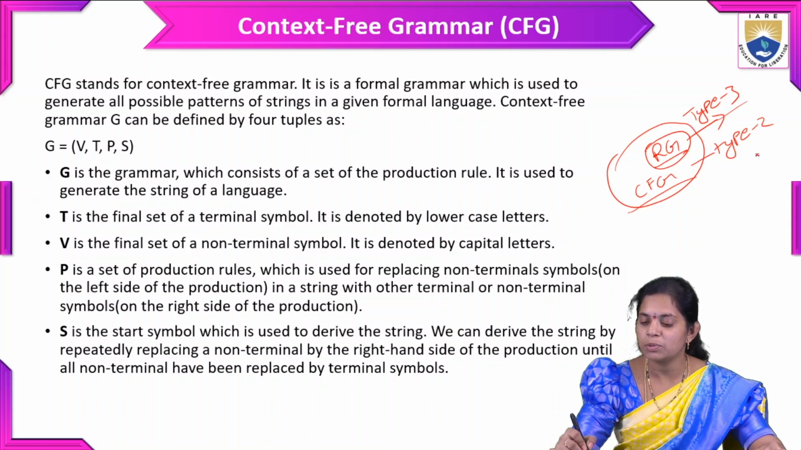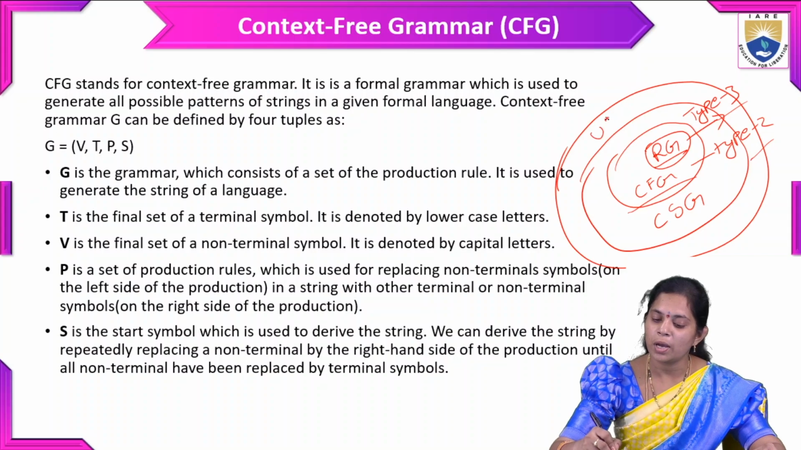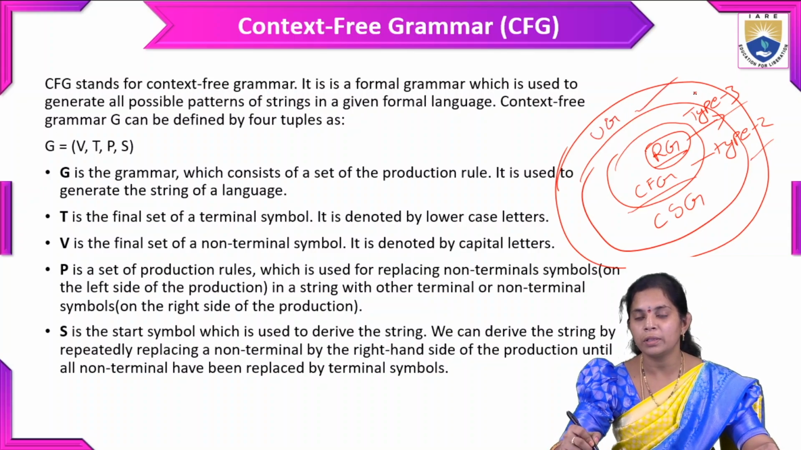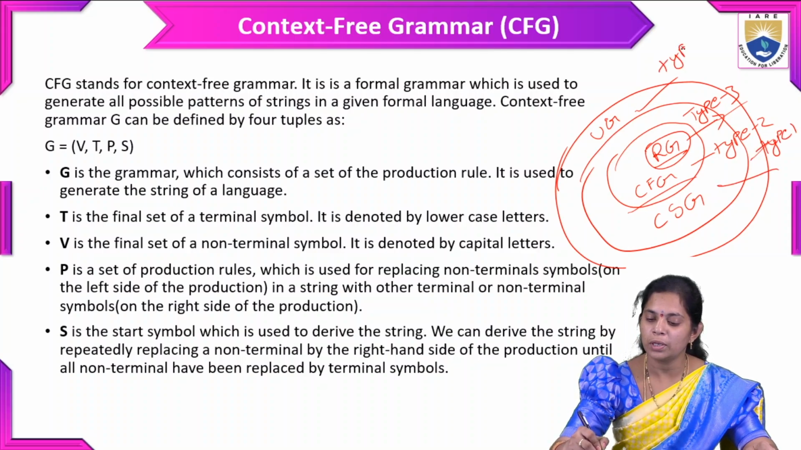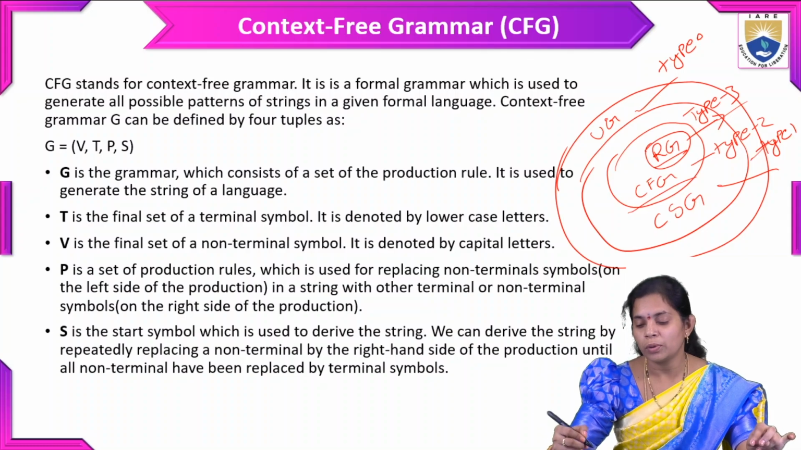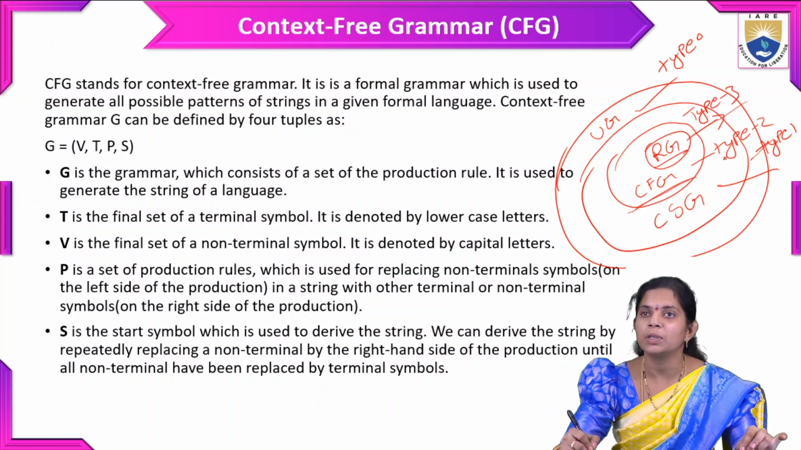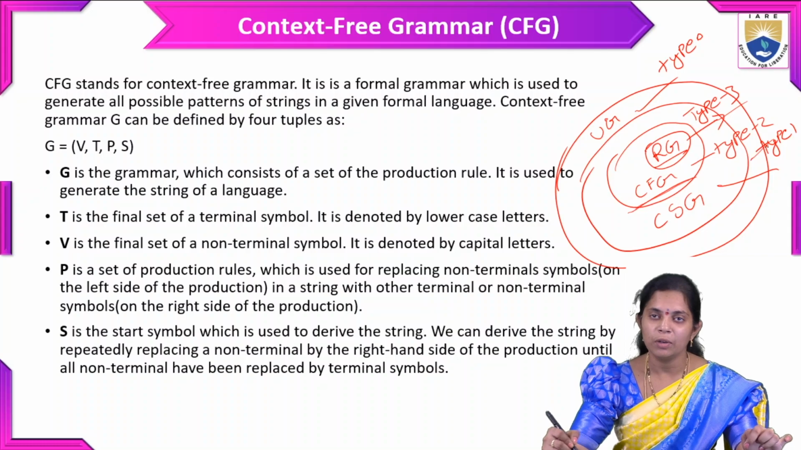Here these are two types of grammars in the Chomsky hierarchy, and two more grammars are there. What are those? Context-sensitive grammar and unrestricted grammar. This one is a type 1 grammar, and this is the type 0 grammar. These are all the types of grammars in the finite automata. Here we are going to discuss the context-free grammar, which is a type 2 grammar. How we are going to define the grammar and what tuple notation we need, we will discuss.